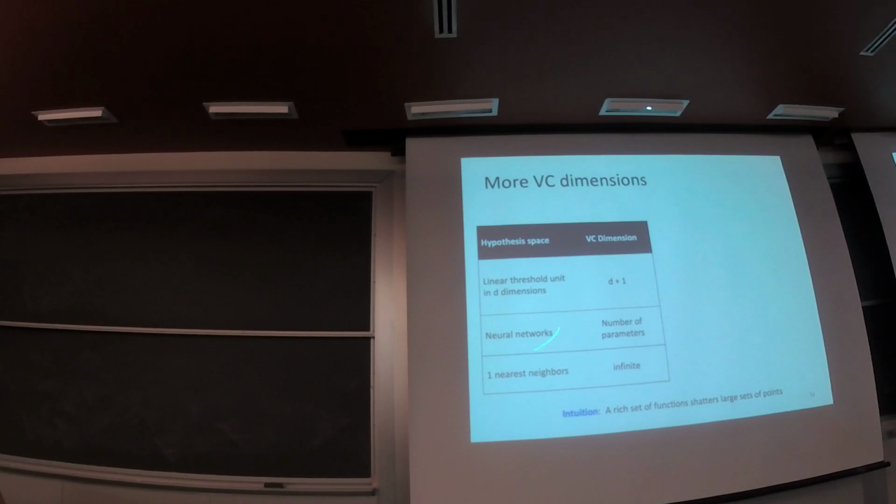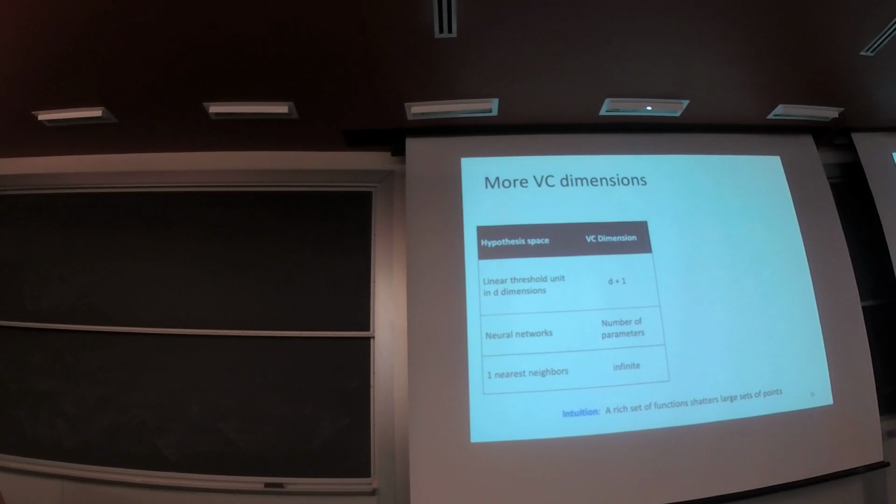And the VC dimension for neural networks is the number of parameters. So don't ask me how to prove this. Definitely we cannot enumerate by hand. We use other methods. And here is a hypothesis space with particular power. It's called 1 nearest neighbors. And the VC dimension is infinite.